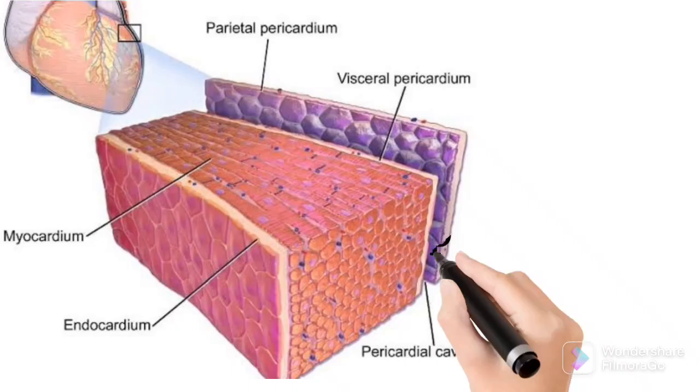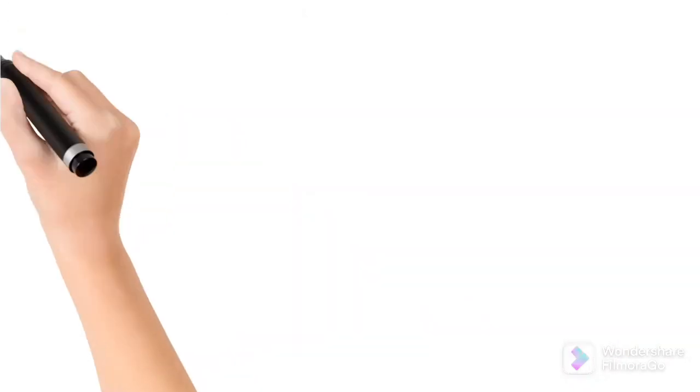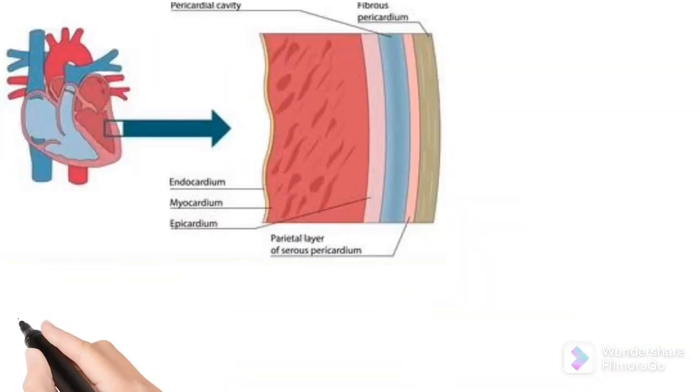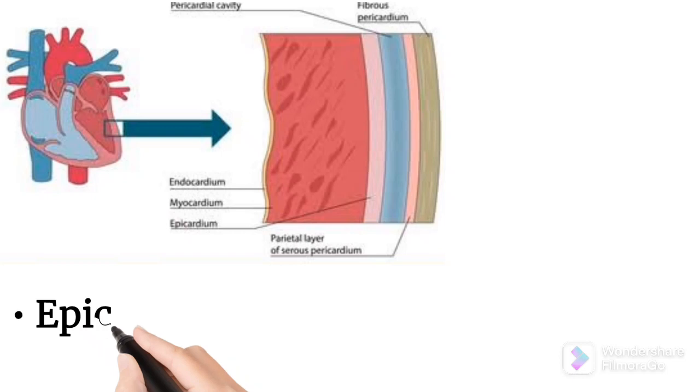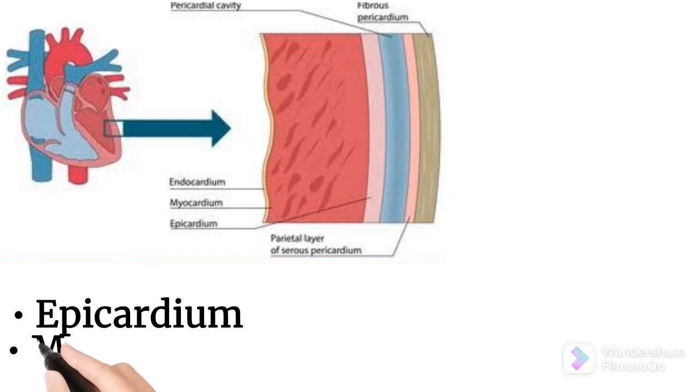Our heart is made up of 3 layers of tissue. Epicardium. The epicardium is also sometimes considered a part of the protective pericardial membrane around the heart. It helps to keep the heart lubricated and protected.